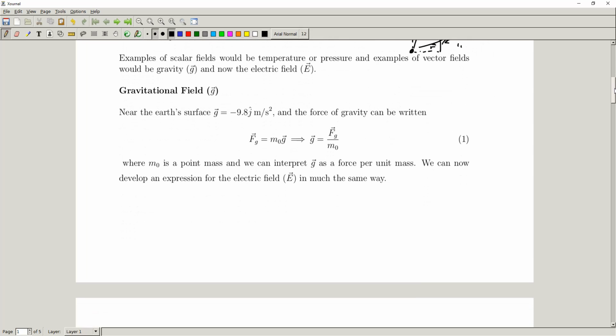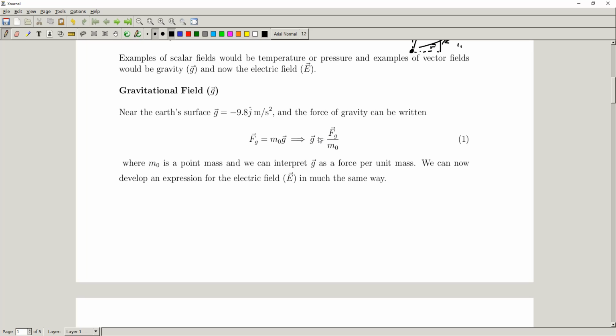Okay, and we're going to develop this idea of an electric field in direct analogy to the way that we talked about the gravitational field a moment ago, right? So again, as I said above, near the Earth's surface we have a gravitational acceleration given by this expression here. And we know from our earlier work that we can write the force of gravity as being the gravitational acceleration times the mass of whatever object we're talking about, right? And this is really just Newton's second law written in terms of gravity, right?